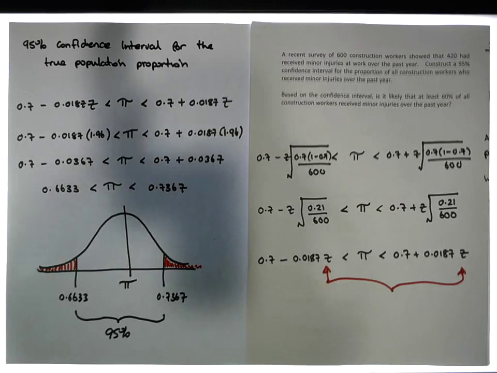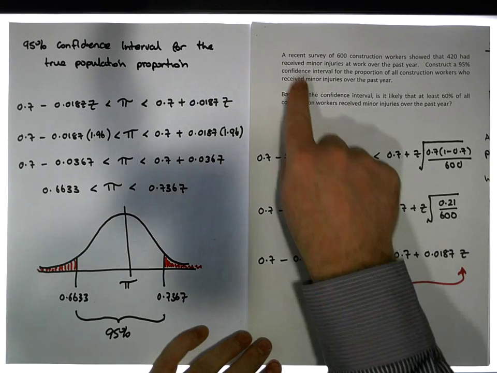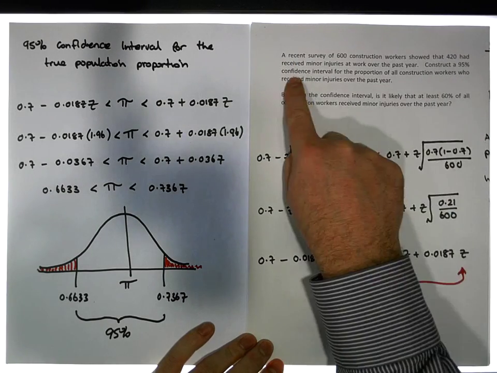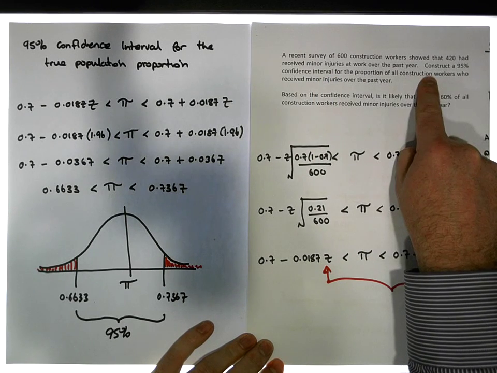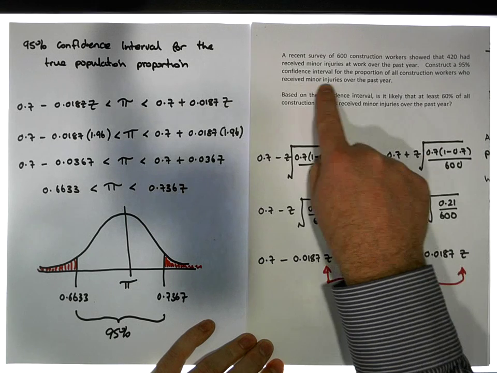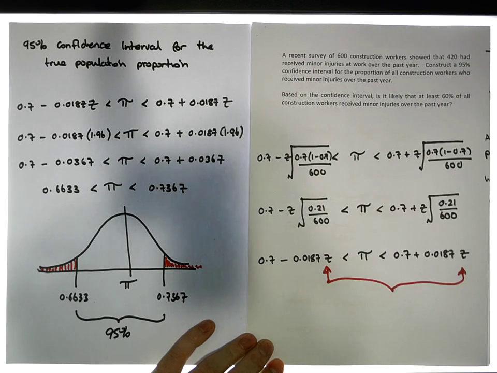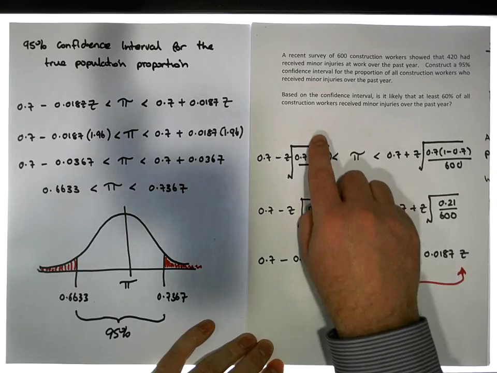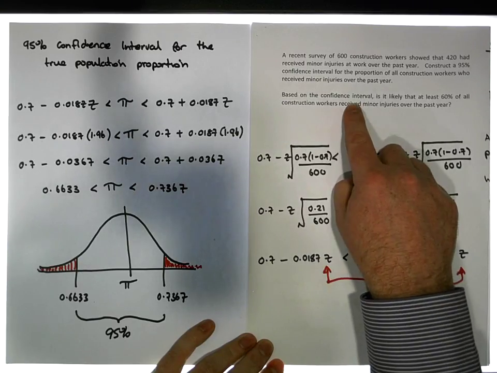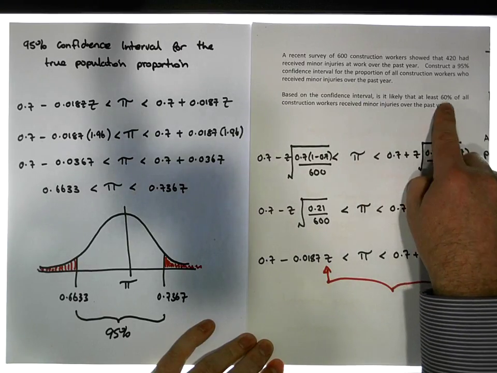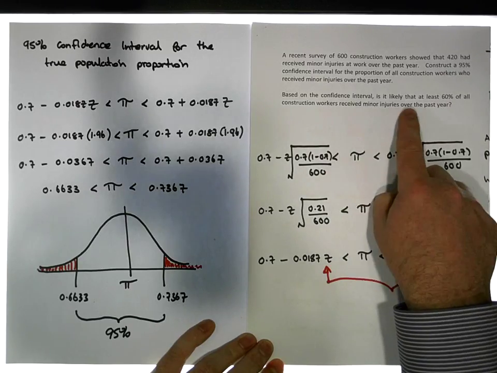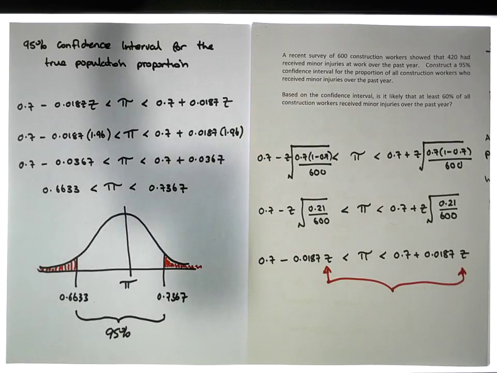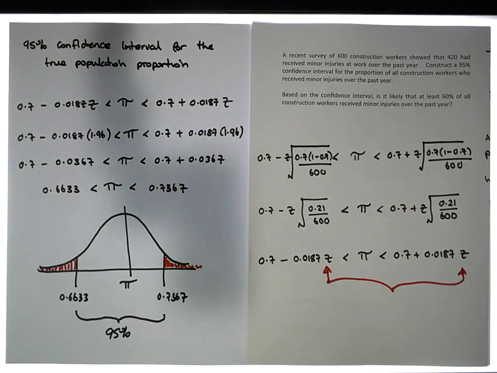So that's the first part of this question done. We've just constructed a 95% confidence interval for the proportion of all construction workers, meaning the true population proportion, who received minor injuries over the past year. Now, the next part of the question says: based on the confidence interval, is it likely that at least 60% of all construction workers received minor injuries over the past year?